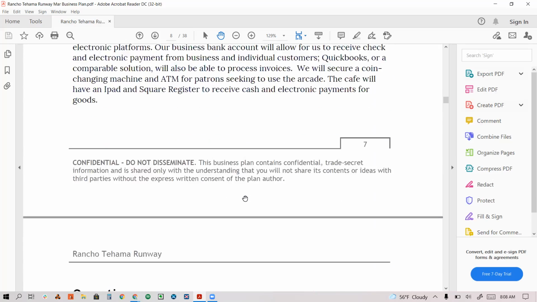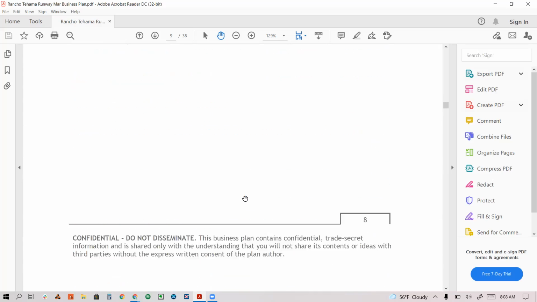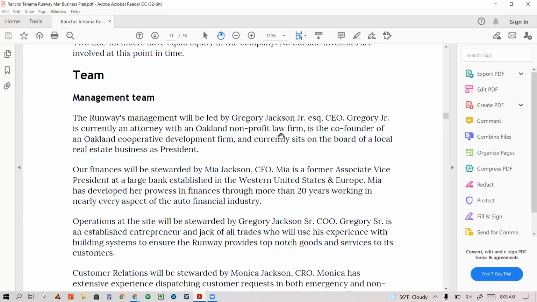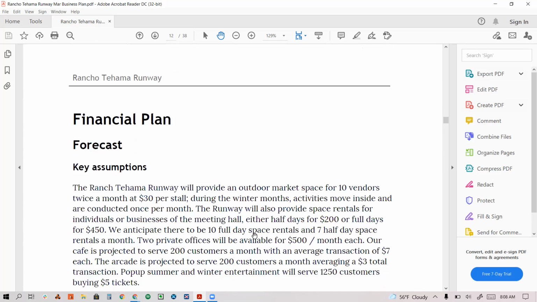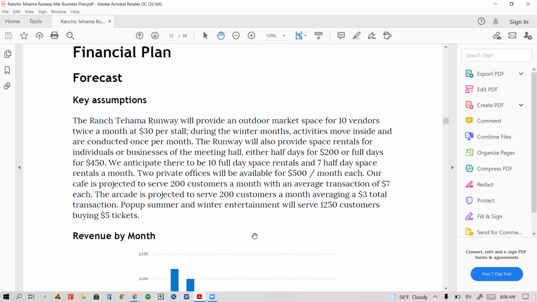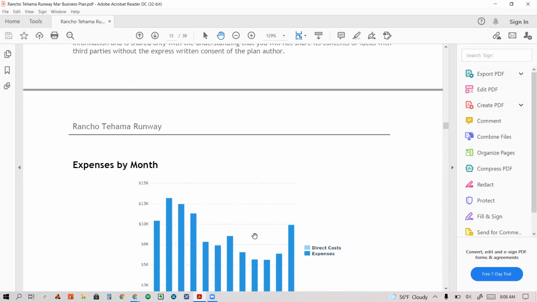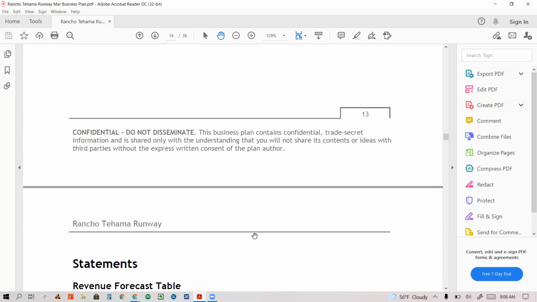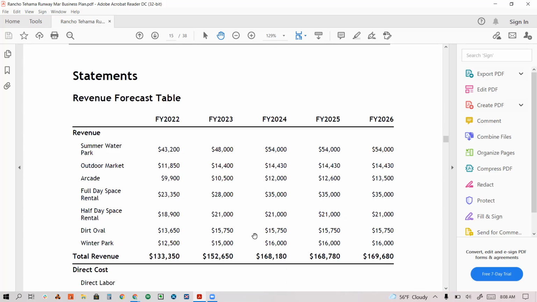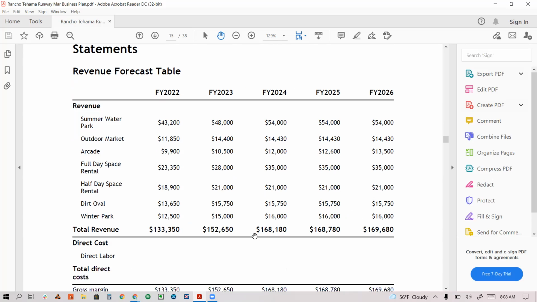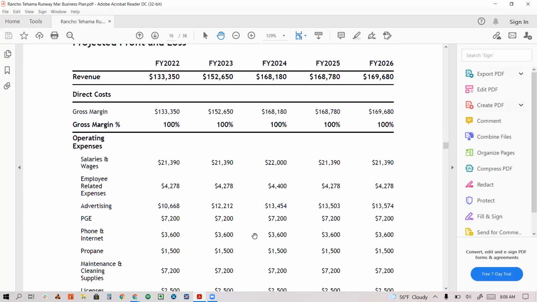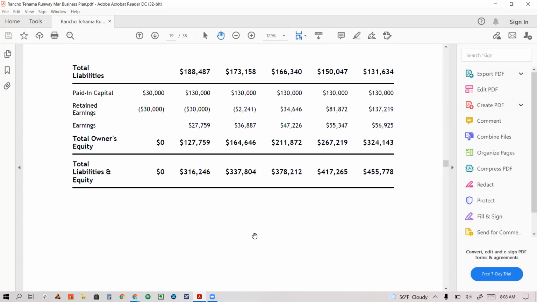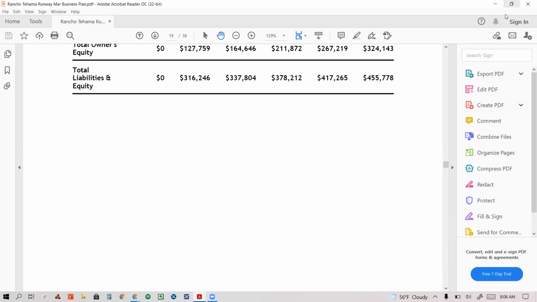The marketing and sales plan, as I mentioned, talking about the needs, some metrics and milestones, talking about the company and management team. Financial plan, so talking about some of the assumptions, revenue by month, expenses, net profit, use of funds, statements for forecasting revenue, as well as profit and loss, and balance sheets.